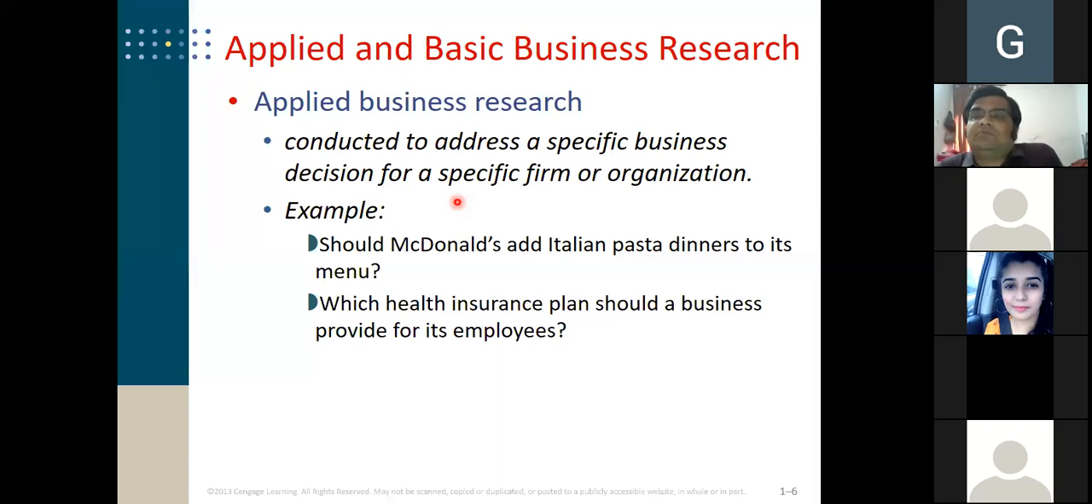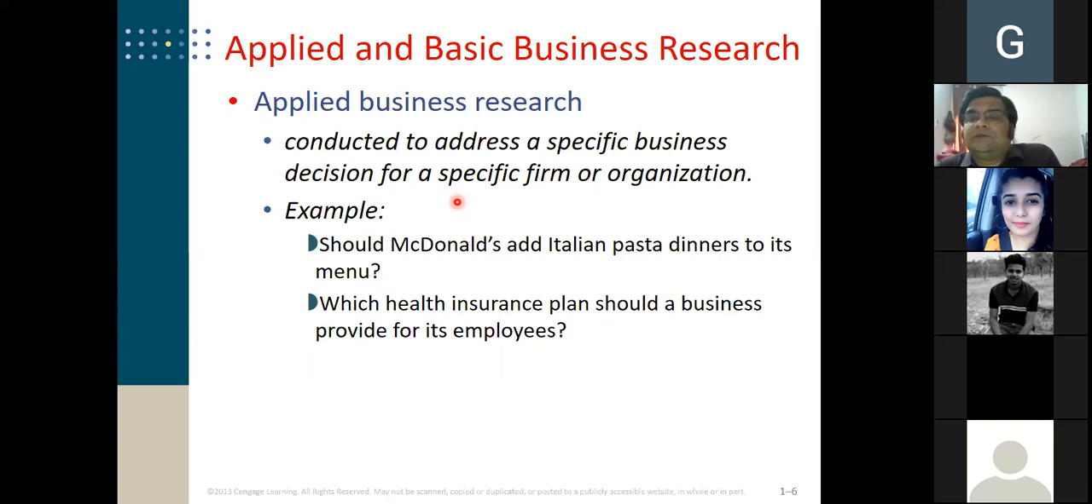Yes, any question? Somebody was asking something. Sir, if we are studying customer loyalty, then we are studying it for a firm, right? Because if we measure customer loyalty, it will be for one firm, right, sir? Yeah, obviously.